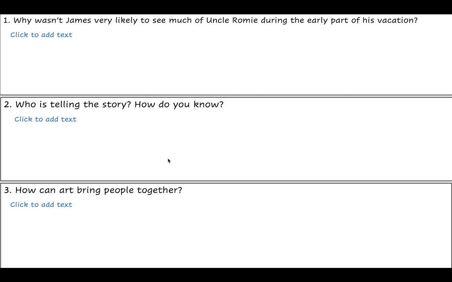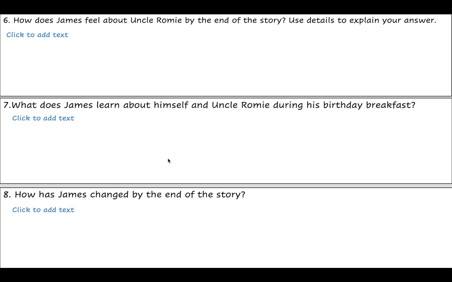Number 3, how can art bring people together? Okay, I apologize, my numbering is a little off. This should be number 4, not number 6. How does James feel about Uncle Romie by the end of the story? Use details to explain your answer. What does James learn about himself and Uncle Romie during his birthday breakfast? And how does James change by the end of the story? So go ahead and answer all of those questions. Make sure you're using the RACE strategy.